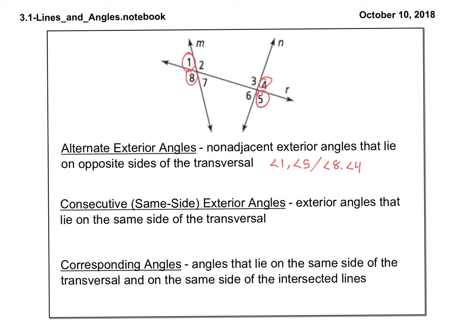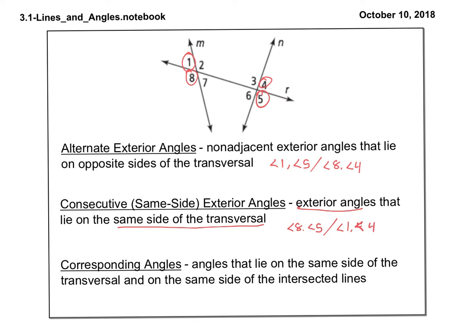Moving on to the next one, this is consecutive exterior angles, or same side exterior angles. Just like the last time, these are on the same side of the transversal and are exterior to the two lines. So I'm still dealing with the four circle angles, and now my pairs for these would be angle 8 and angle 5, and angle 1 and angle 4.